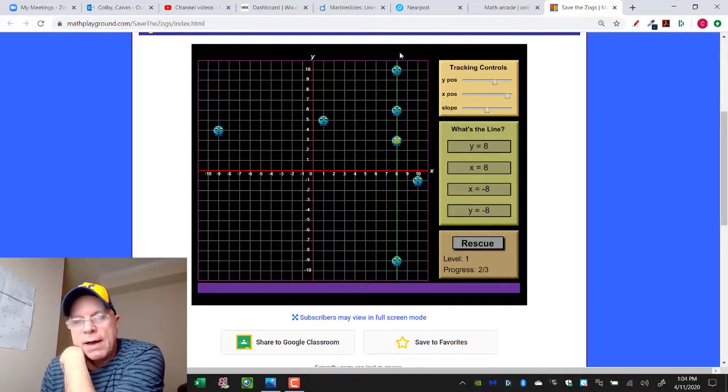I mean, anything that graphs as a straight line is a linear equation, but this would definitely fail our vertical line test. That vertical line goes through all 4 Zogs. So here, rather than y equaling something, x equals something. X is constantly 8. So this is the equation of x equals 8. Move on to level 2.